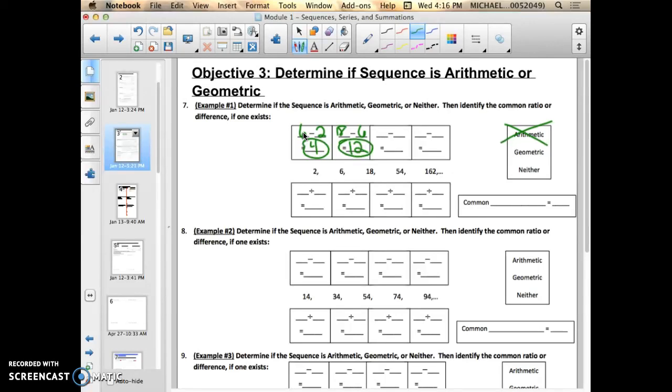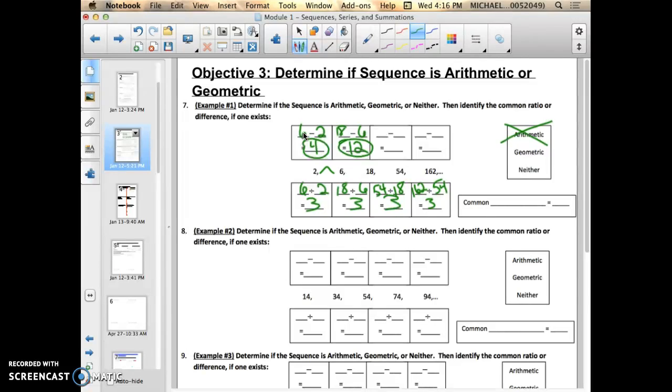So let's try geometric. Same process, second term, but instead of subtraction, I'm going to divide by the first term. 6 divided by 2 is 3. All right, let's go to the third term: 18 divided by the second term, 6. 18 divided by 6 is 3. Just to check our work, let's try the fourth term, 54, divided by the third term, 18. And that is also 3. And finally, 162 divided by 54 is also 3. So in this case, this sequence is geometric because it has a common ratio.